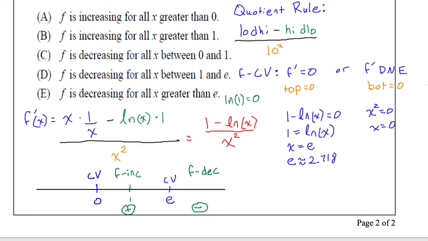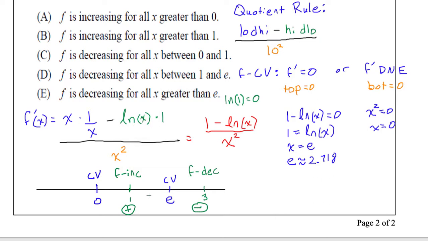If you're not sure, this is what you do. You just plug in another value. So my next value that I'm going to plug in is, I don't know, what's bigger than 2.718? 3 is bigger than 2.718. So if I plug in 3, natural log of 3 is slightly bigger than 1, because I know if I plug in e, I get 1. So if I plug in a slightly bigger number, I should get out a slightly bigger number. So I should get slightly bigger than 1. 1 minus a number slightly bigger than 1 is negative. So I get a negative on the top. The bottom is always going to be positive. I do indeed have a negative down here for this interval.